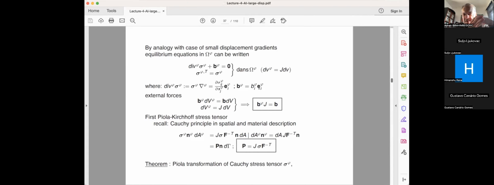Now, the problem here is a little bit different because I don't know the true Cauchy stress sigma phi, and I don't know the coordinates, which are significantly different from the coordinates in the initial configuration because of the large displacement, large deformation, and so on and so forth.